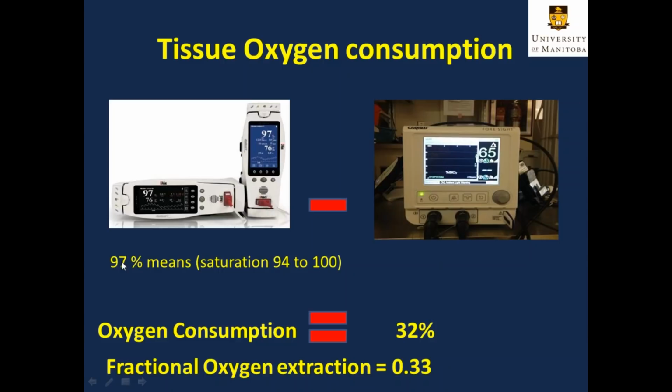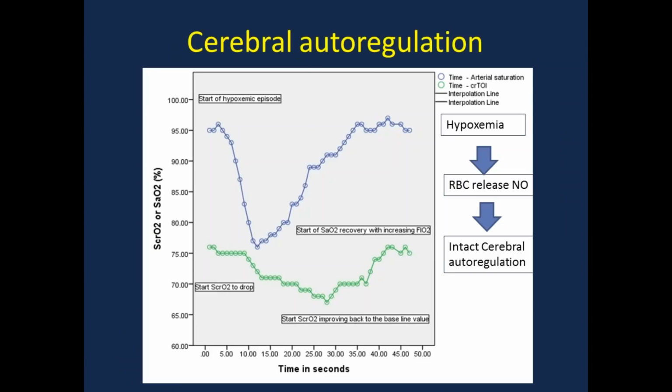One more thing I have to mention: if you have 97% on pulse oximetry, that's actually just a mean of the saturation. Pulse oximetry is adjusted to measure a mean within a standard deviation of 6%. So with 97, it could be anything between 94 to 100%. You cannot guarantee that the 97 is the real arterial oxygen saturation. It can be within a 6% standard deviation around 97.